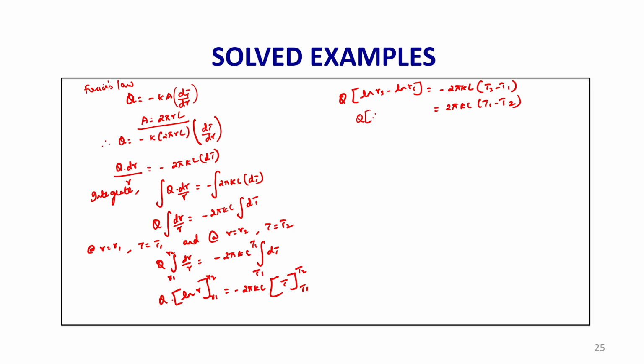Q into, and the left side can be written as ln a minus ln b, which is ln of a by b. So ln of r2 by r1. Therefore q is equal to 2 pi kl into t1 minus t2 divided by ln of r2 by r1. So this is the final equation which we will get when we derive by applying the Fourier law of heat conduction. Q equal to 2 pi kl (T1 minus T2) by ln of R2 by R1.